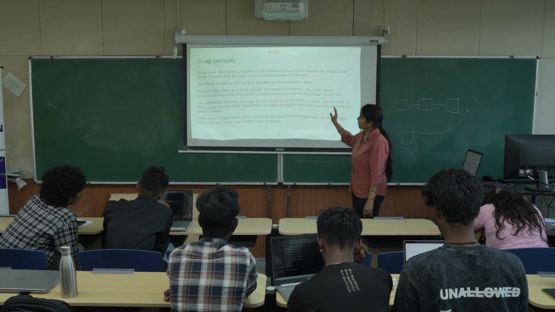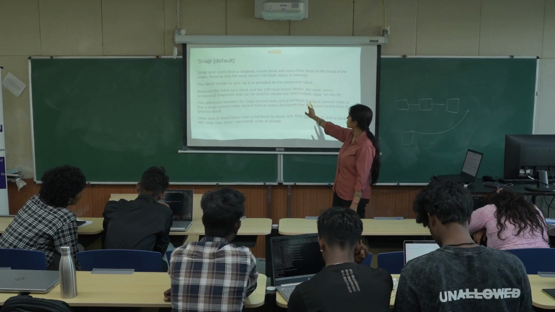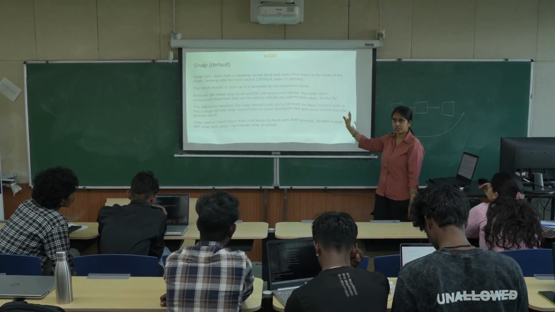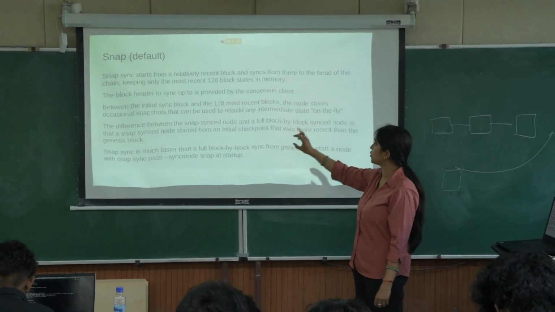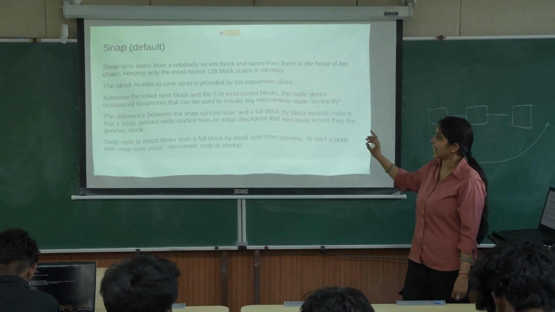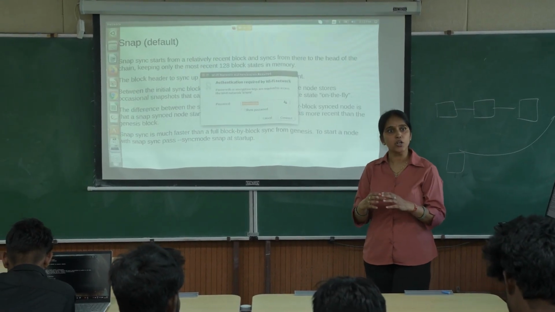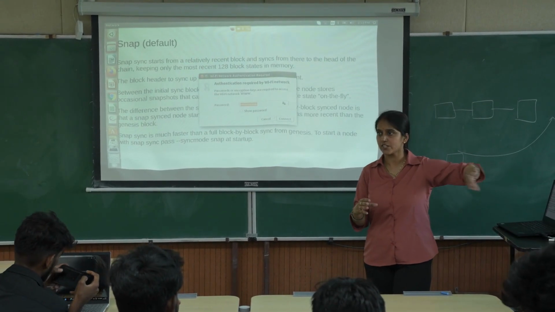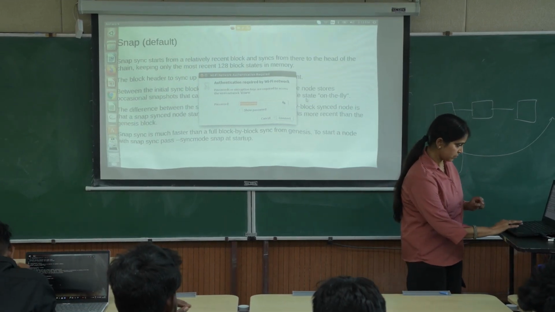Now, these nodes store the occasional snapshot that can be used to rebuild any intermediate state. Okay, and the difference between the snap sync node and the full node is that it is started from an initial checkpoint, but the full node will take the whole history of the blocks. Okay.